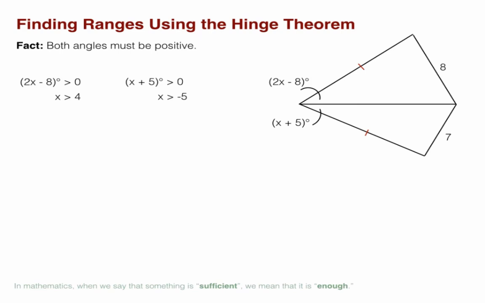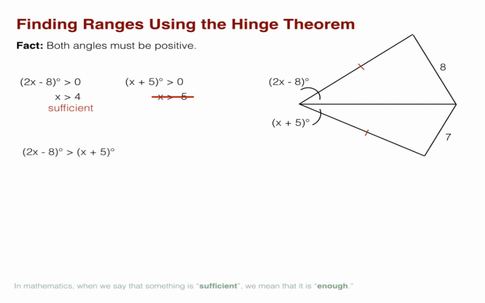Now here's the catch. If x is greater than 4, then it's also going to be greater than negative 5. So we don't need that second case, since x has to be greater than 4. Right now, that means that x is greater than 4 is sufficient. The word sufficient simply means enough.